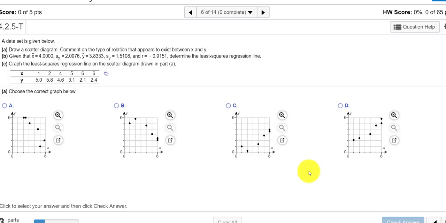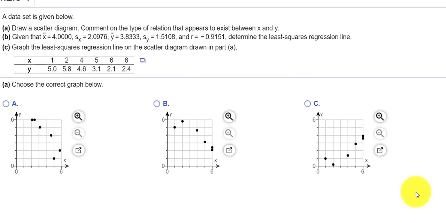Hello, class. I received a few questions from the 6-2 StatLab homework. I had questions on number 6 and number 7, so I'd like to try to complete 6 and 7 in one video. We'll see how I do.